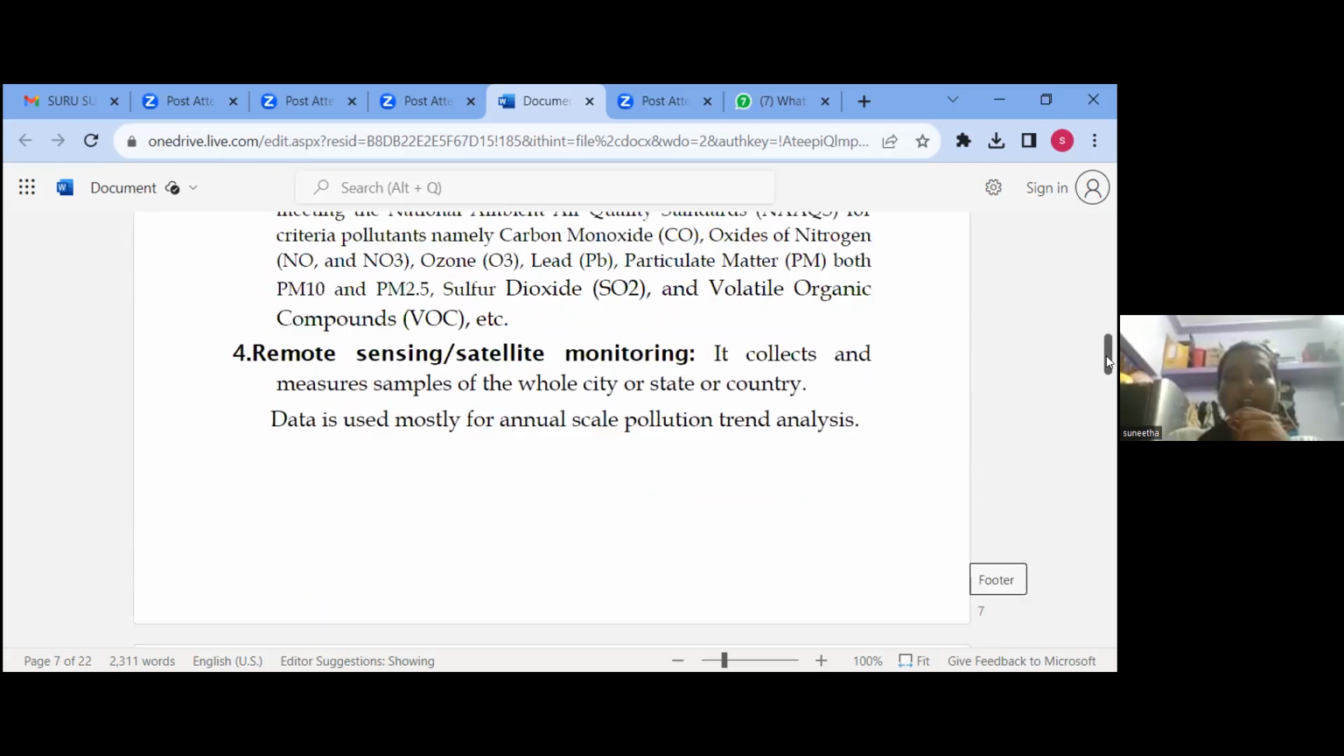Remote sensing and satellite monitoring. This is nothing but collecting air quality data for an entire place, an entire state, or an entire country. Yeah, it gives the average air pollution level. Like if we want to measure the pollution level in India, then we can measure each state's pollution level and take the average of that. In that way, we can know how much overall pollution is present in India.